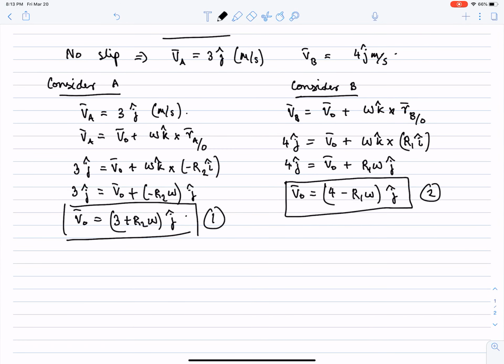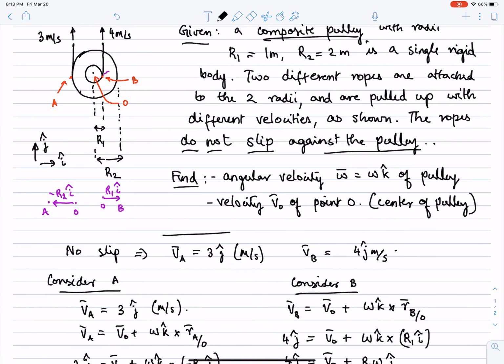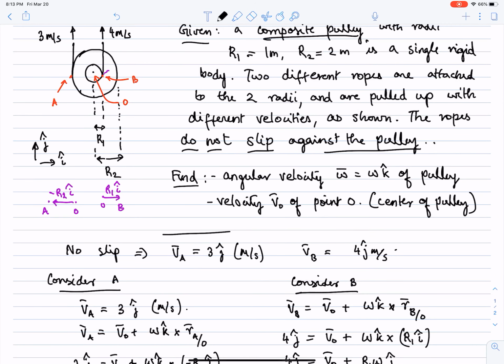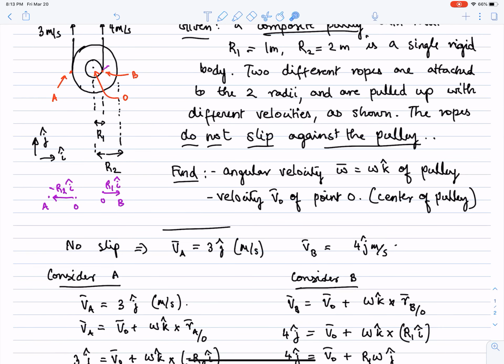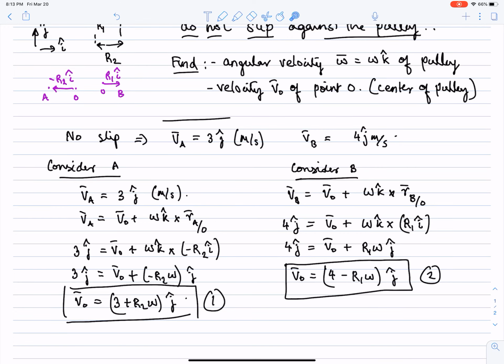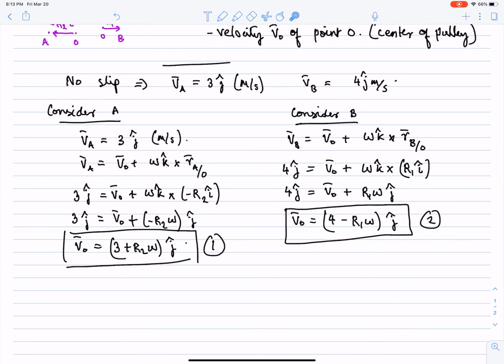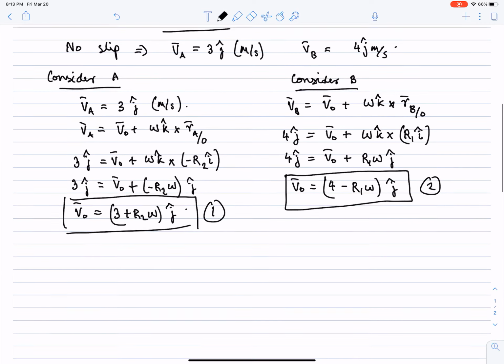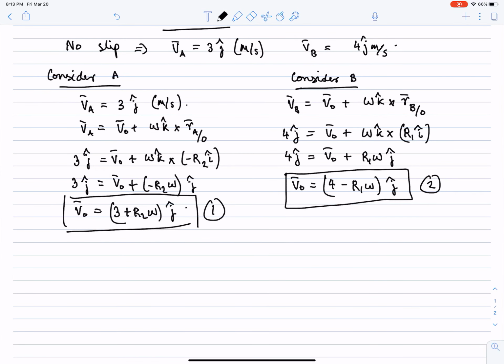Now we have two equations and a couple of unknowns. So first of all, we now know that V naught, or VO, is only in the j direction. This is a point O. Points A and B are moving upward, and we've just realized that the point O is also moving upward because it's got only j components. This is not something that we assumed, but something that came naturally out of our equations. Okay, so we need to solve for V naught and omega.